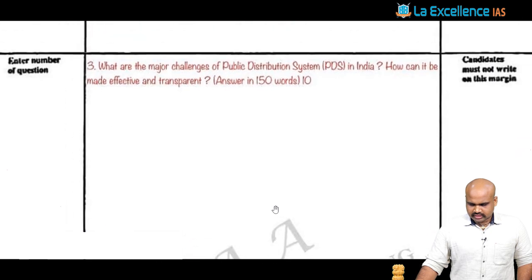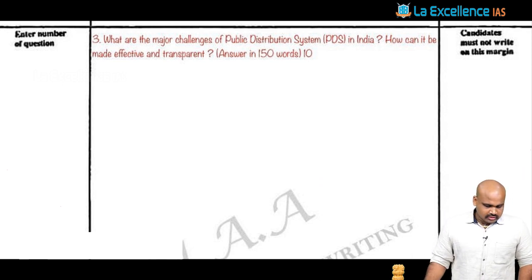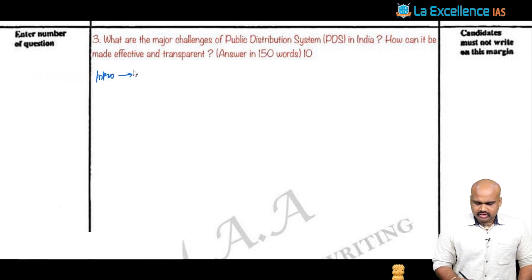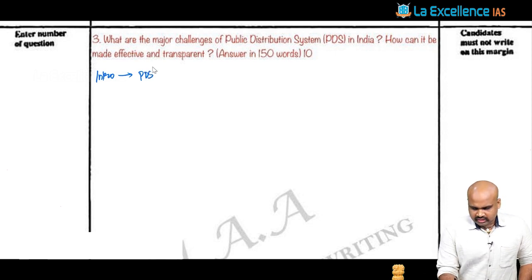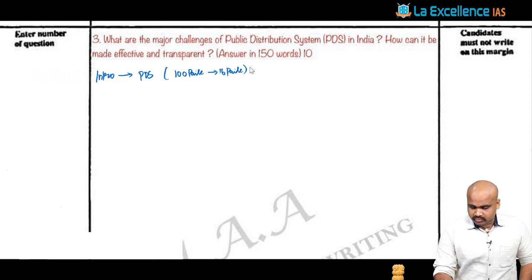That is, they are asking what the major challenges of PDS are. Now, when you look at the major challenges of PDS, the introduction could have been simple. You could have defined the purpose of PDS, or you could have said that the effectiveness of PDS is such that if you are spending 100 paisa, only 16 paisa is reaching in the form of the PDS system. So that could have been an introduction which is showing that the system is non-effective.